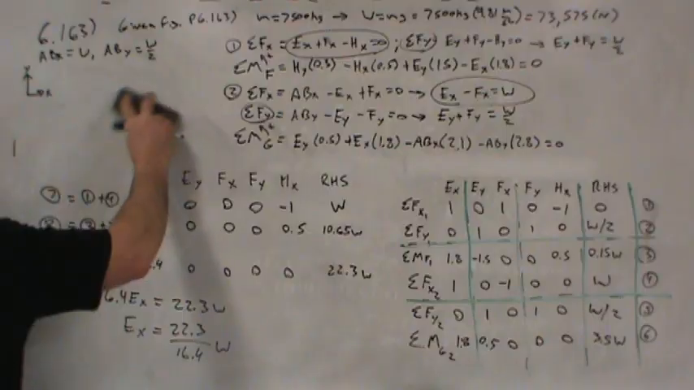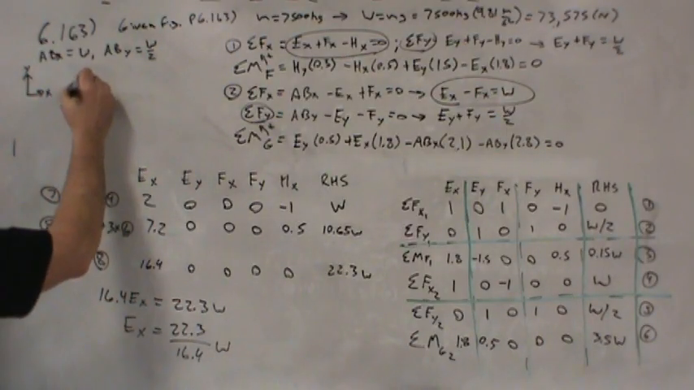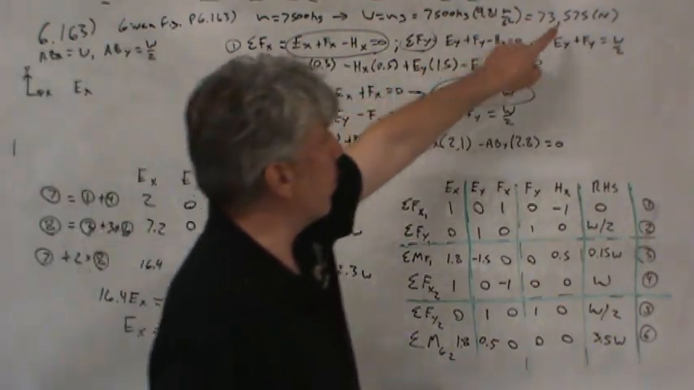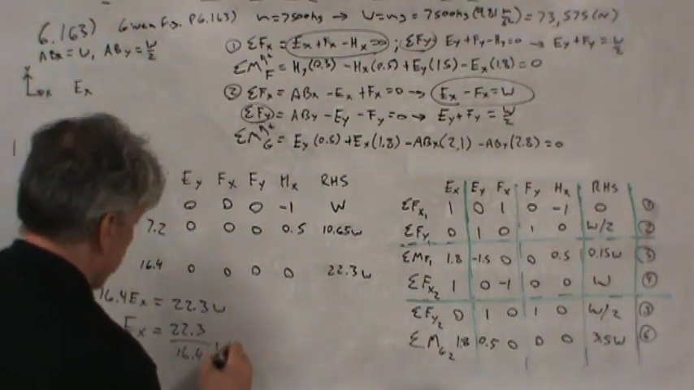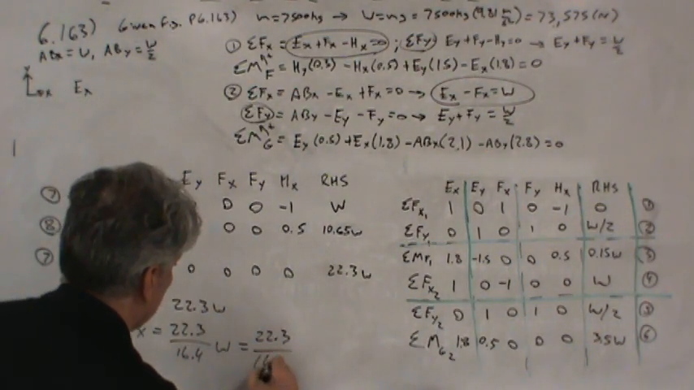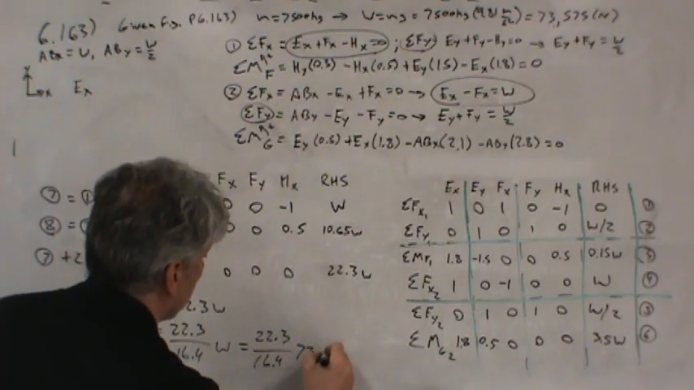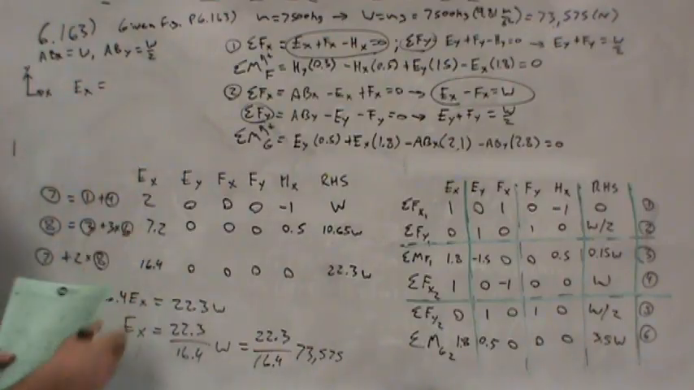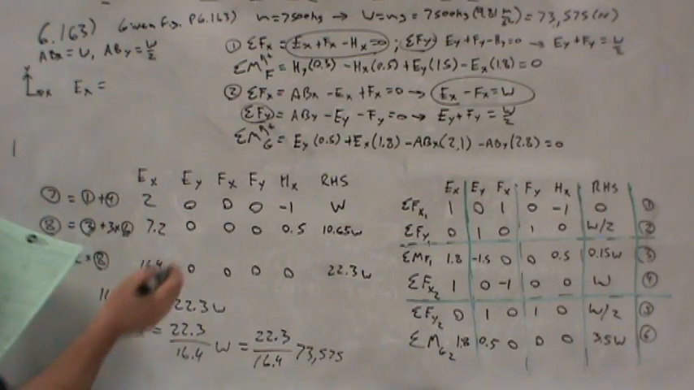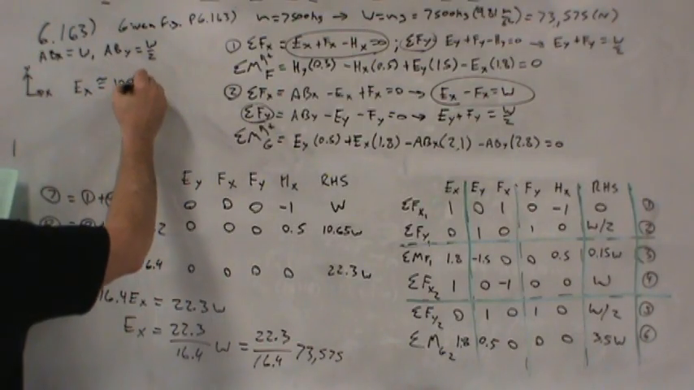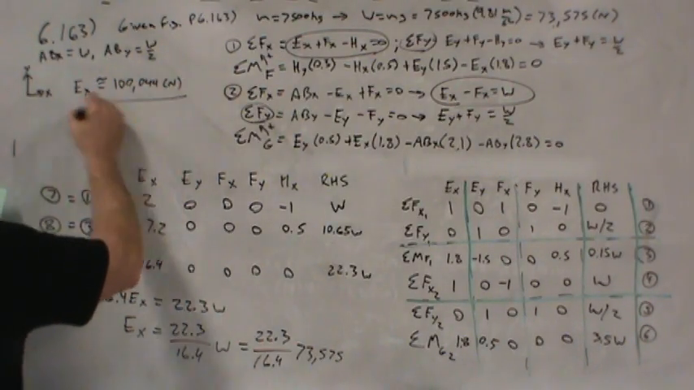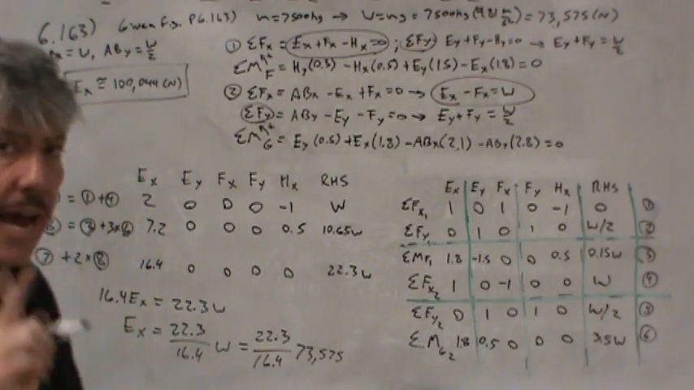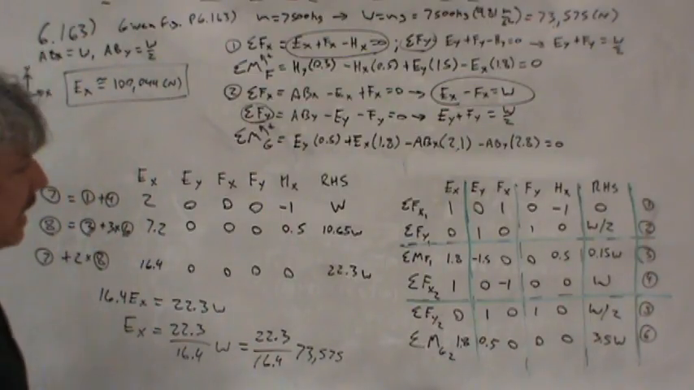I just showed you how this works. So EX, if you multiply 22.3 over 16.4 times the weight, where the weight is 73,575, you will get EX. It comes out to, rounded off, about 100,044 newtons. And that's one of the forces that we need. Now things are a lot easier. We have one of our unknowns. We have EX. EX is a known.